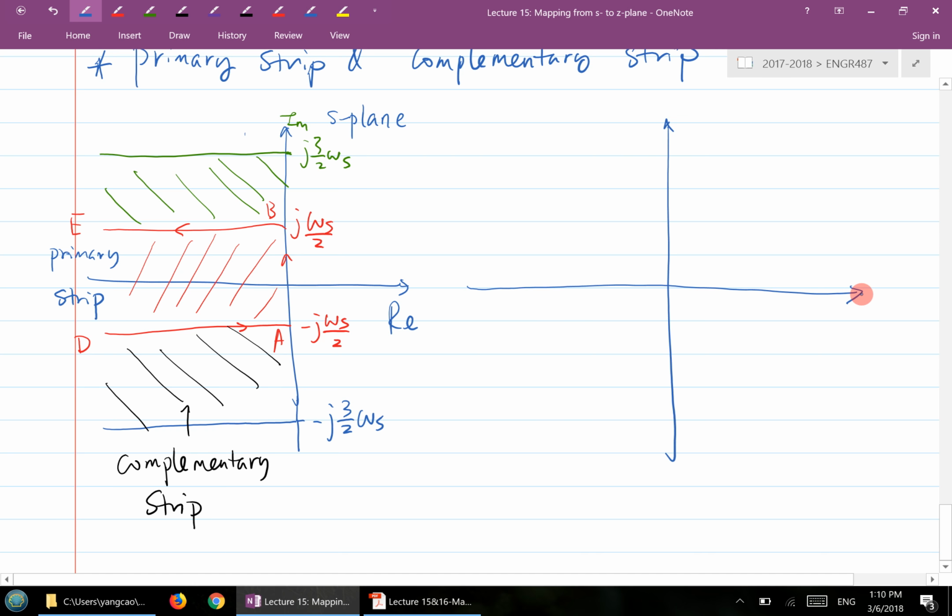Again, we're assuming s equal to sigma plus j omega. This s equals sigma plus j omega is somewhere within the primary strip. I will actually only look at the boundaries, because mapping the boundaries will basically give us the bigger picture, the overall picture.